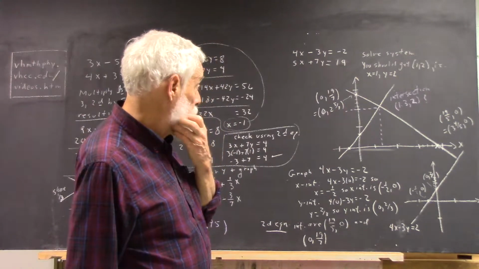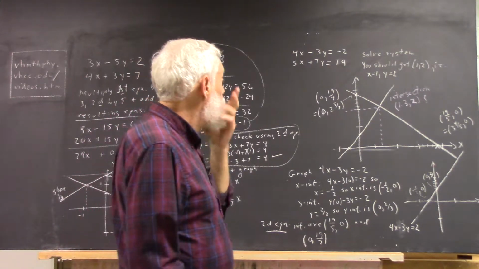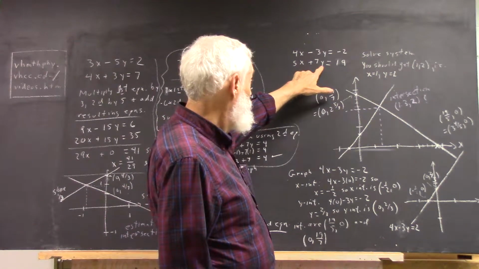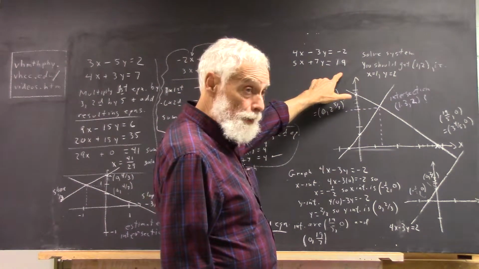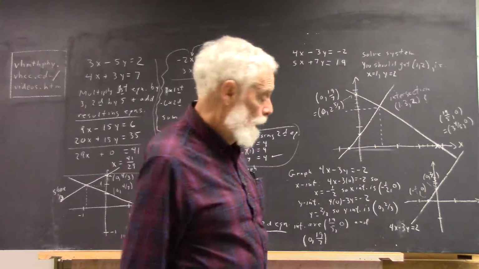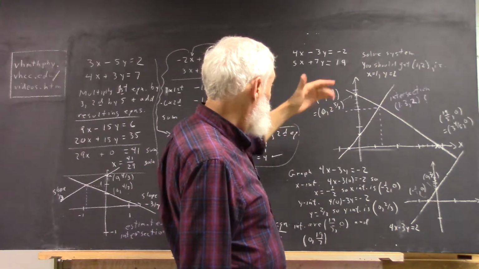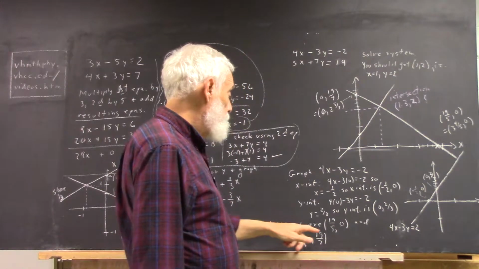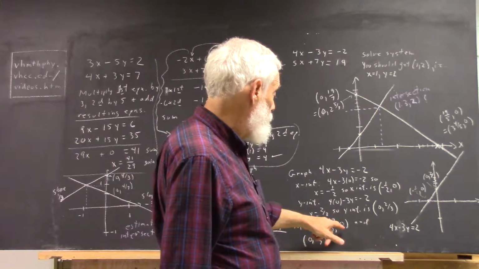Now we do the second equation. Well, if we plug in y equals 0 to get the x-intercept, we get 5x equals 19. Now, if you don't see that, you might want to write it out. But then x is going to be 19/5. So we find that the x-intercept is (19/5, 0).